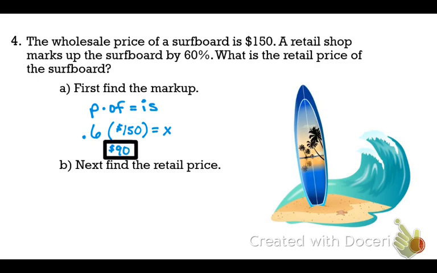Now, the next part says, find the retail price. How do I find the retail price, William? Okay, what two numbers should I add together? Very good. It was $150. He says to add the markup price to it, and that will give you the retail price, or the price that we as customers would go in and pay. William, what'd you get? It is $240.